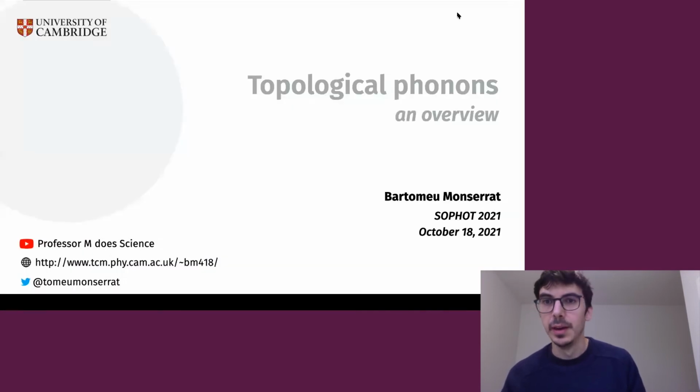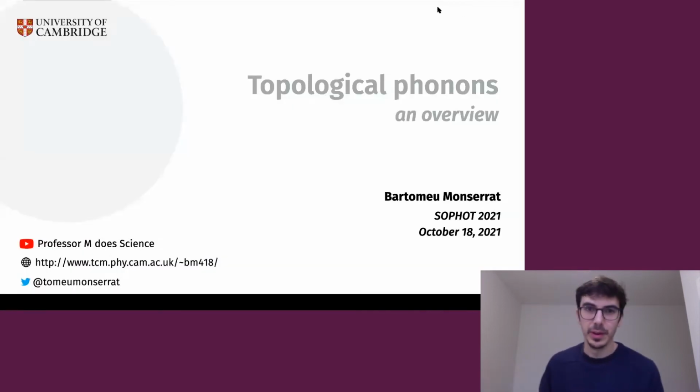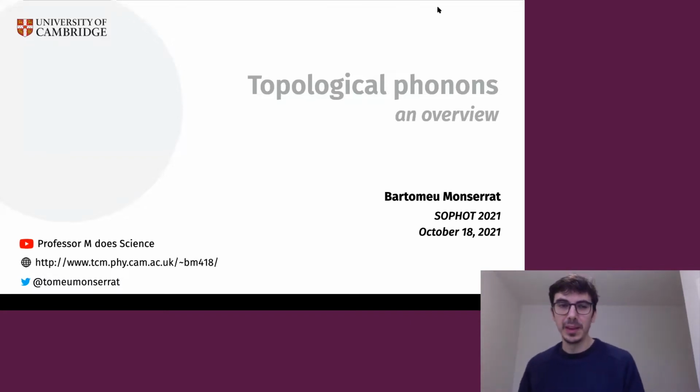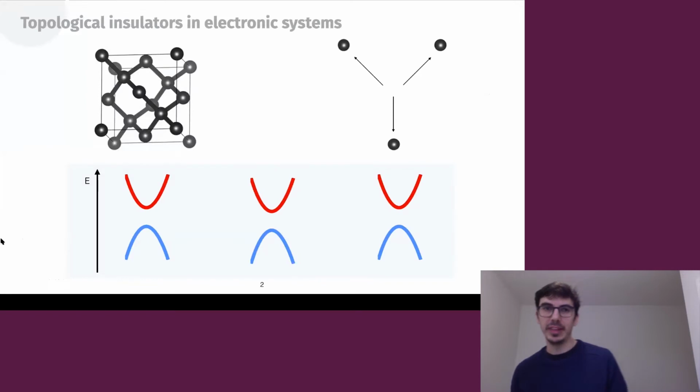Full screen. And very briefly, I was just saying how I'll talk about topological phonons, but to start with something that may be more familiar to most people, I'll start with topological electrons and then try to motivate topological phonons. And to understand topological electrons, perhaps the simplest system we can think of is what's called a topological insulator.